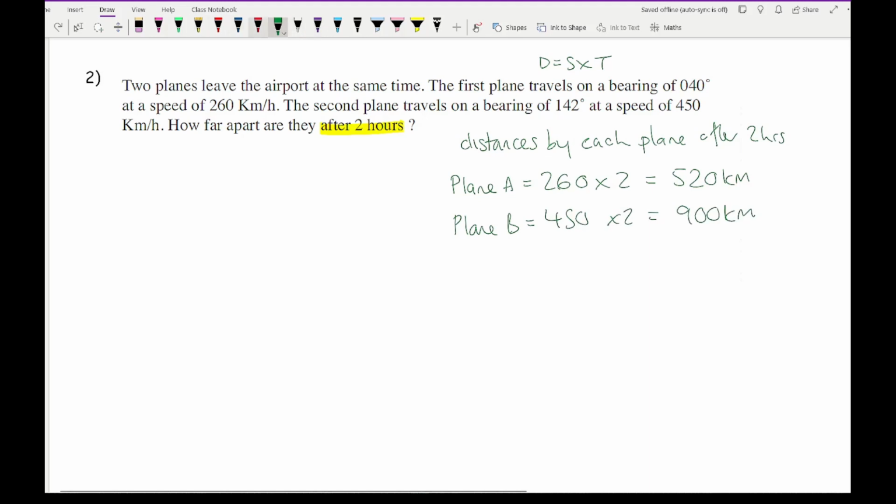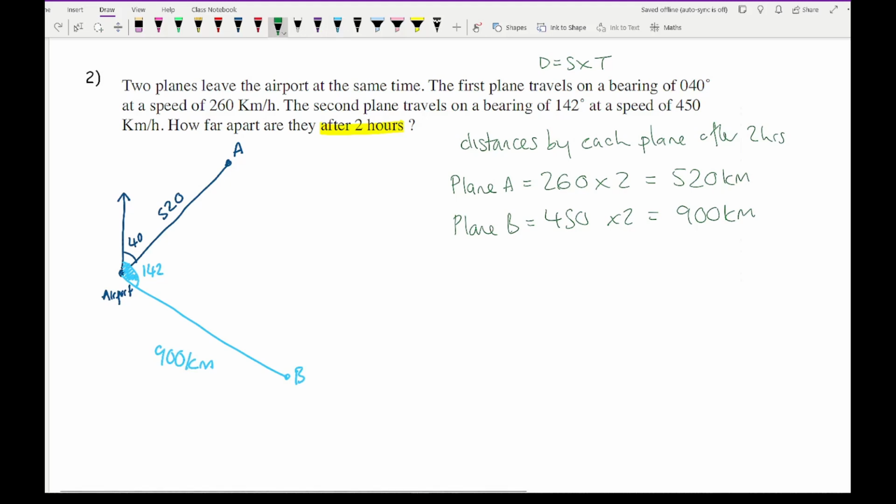So then drawing a diagram for this, if I just pick a random point and let's call this the airport. So I'm going to draw my north line. And looking at plane A, that leaves at a bearing of 40 degrees. So I'm just going to assume that there is 40 degrees. This is where A is, and that is a distance of 520. So then plane B travels at a bearing of 142. So again, let's just imagine that's there. So this angle here is 142. And this is where plane B is, and that has traveled for 900 kilometers.